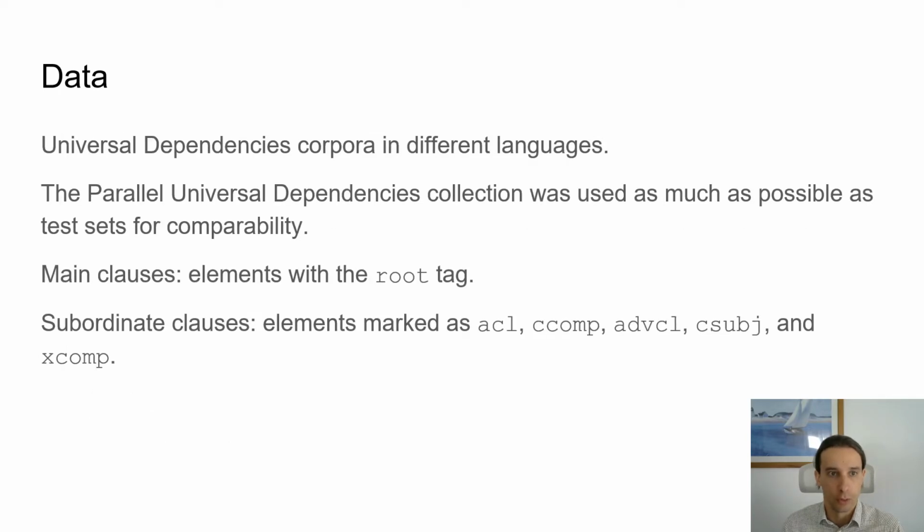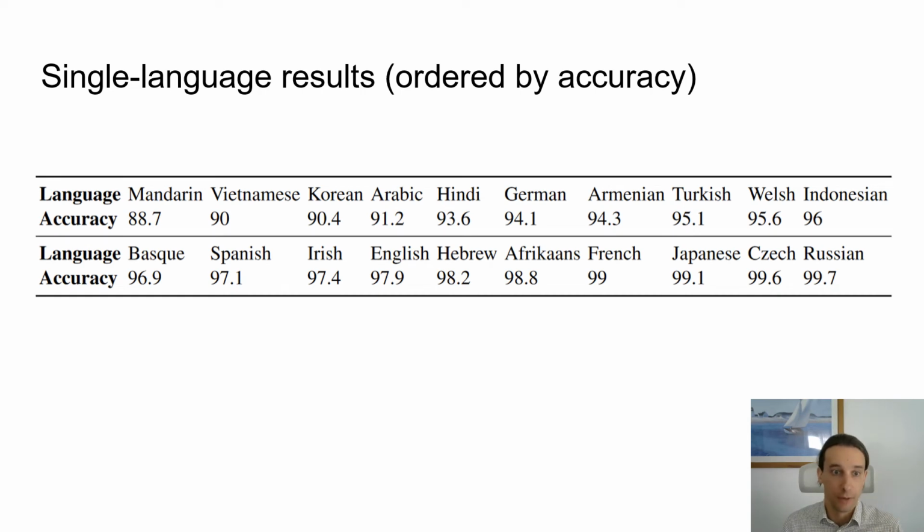For data, we use corpora annotated with Universal Dependencies. As much as possible, we use the Parallel Universal Dependencies collection as test sets, and we operationalize the research problem as a distinction between elements with the root tag, which we analyze as belonging to the main clause, and elements marked as acl, ccomp, advcl, csubj, and xcomp, which we analyze as markers of subordinate clauses. Then we basically assign labels to individual tokens. So here are the results from the models fine-tuned and tested in the same language. They're all quite good. They're all nearly 90 or above 90% accuracy, but we see a continuum from models around 90% accuracy to the models that have around 99% accuracy.